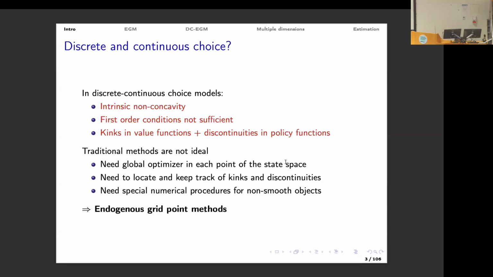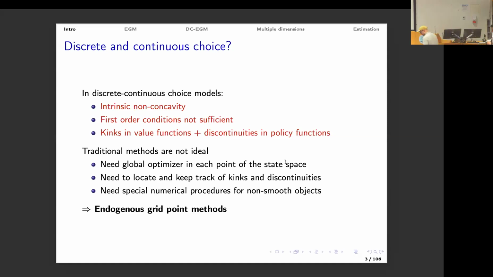Or again, features. In discrete-continuous choice, if you combine this in a dynamic model, you get intrinsic non-concavity of the optimization problem. So already at capital T minus 1, you get into the situation where the optimization problem may have multiple local maxima. First order conditions are not going to be sufficient, therefore. And in the dynamic context, these problems will manifest themselves as kinks in the value functions and even discontinuities in the policy functions. So like I said, this is pretty exciting.